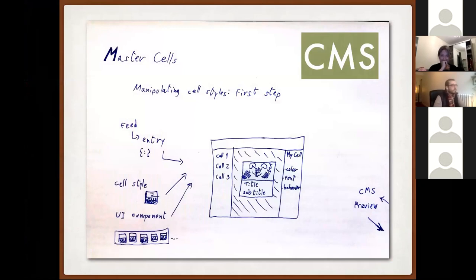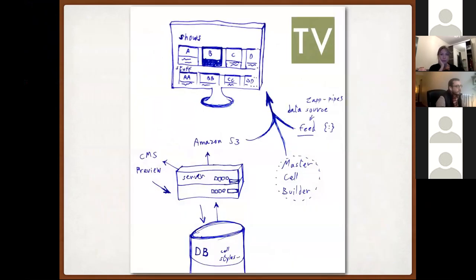We all know cell styles are actually a combination of feed entries with the cell style, and they are all rendered inside a component. One of the goals was to present the preview as much as we can in the CMS, so we can see before opening the device how changes of colors and fonts and other behaviors are affecting this.